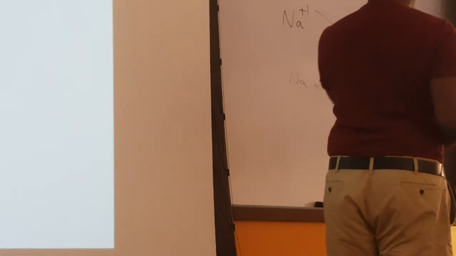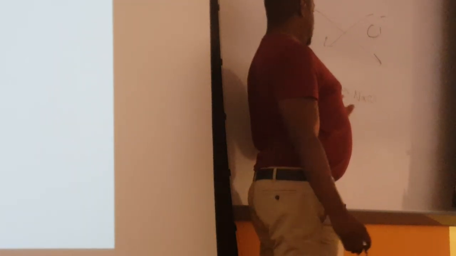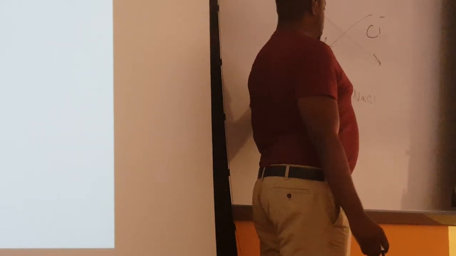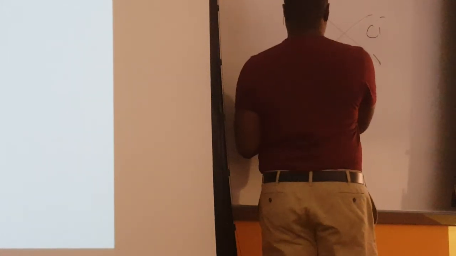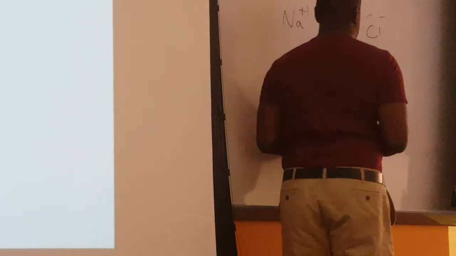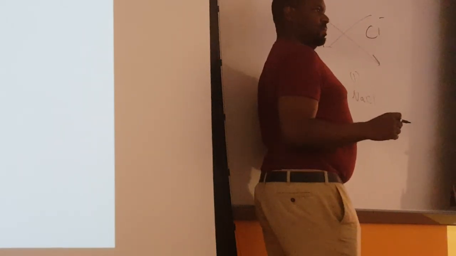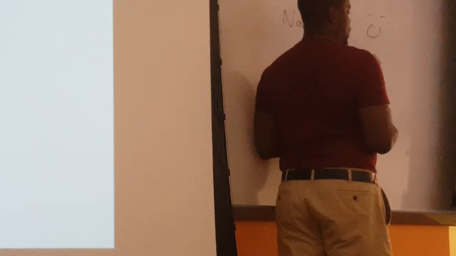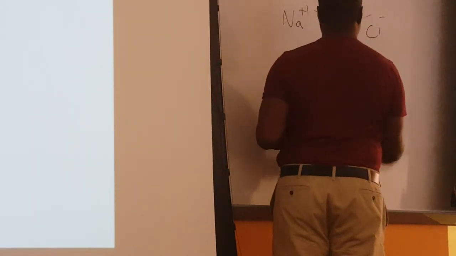Okay. So let's say you're given this, and you have this side. You've got one sodium on the left. See? One. How many do you have on the right? One. How many chlorines do you have on the left? Two. How many do you have on the right? One, so it's not balanced. So you've got to balance it. So how do we balance it?